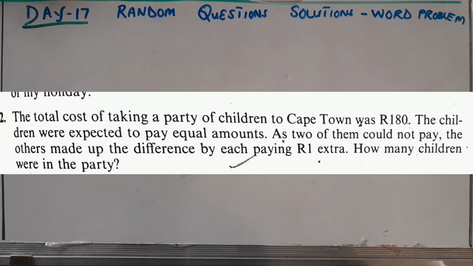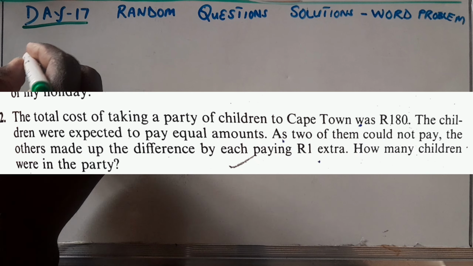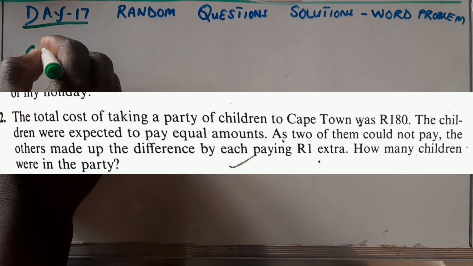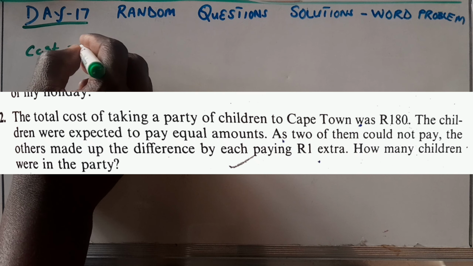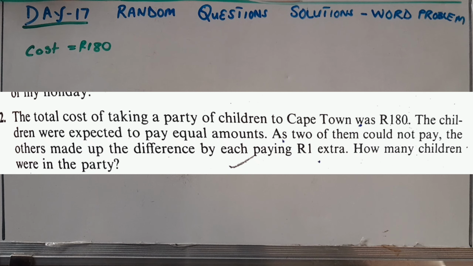It is saying the total cost of taking a party of children to Cape Town was 180 rand. So the total cost was equal to 180 rand. And then they said the children were expected to pay equal amounts. So everyone was supposed to pay equal amounts, but two of them could not pay.